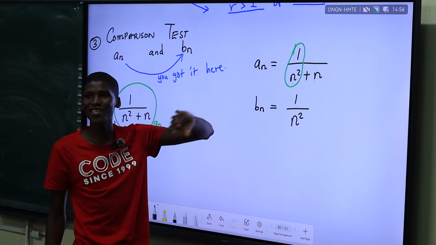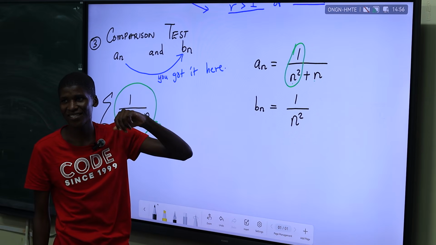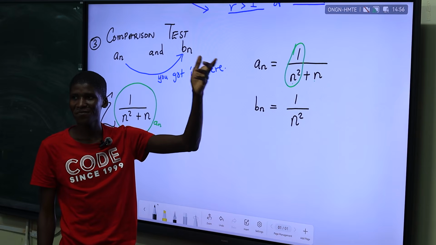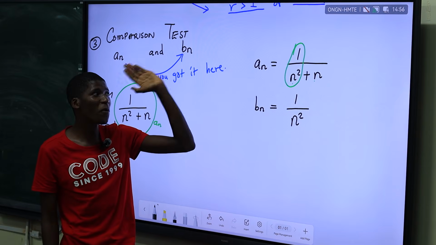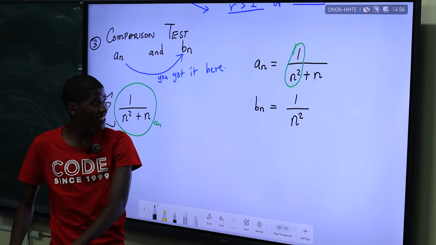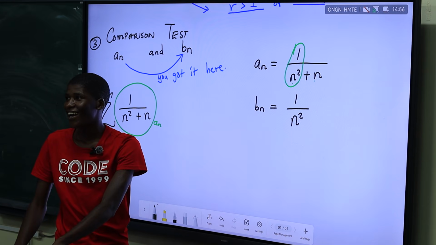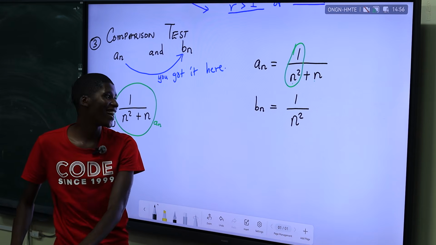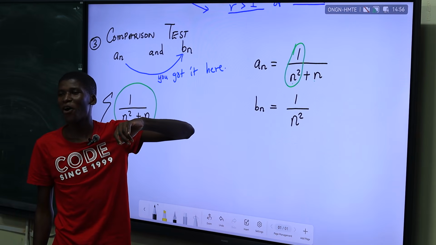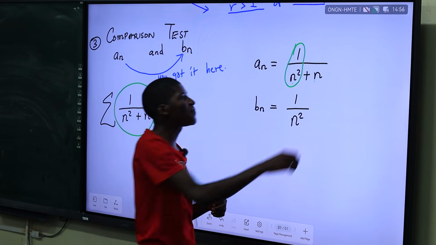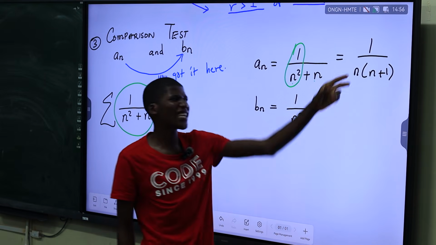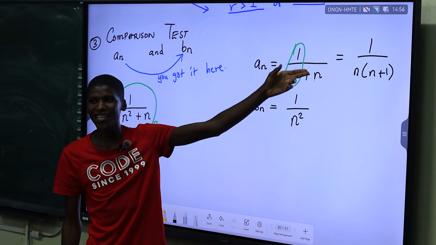For those who have attended my sessions: what is the simplest way of doing this problem if you don't want to do a comparison test? A simpler one. Can you not use partial fractions here? Why don't you just simplify this to be 1 over n times n plus 1, and then you do partial fractions and solve it. You must still get the same thing.